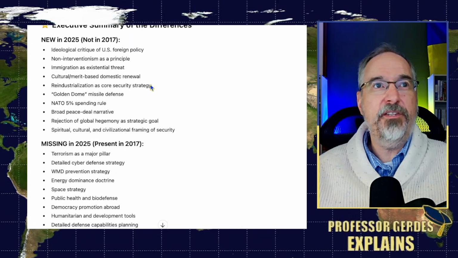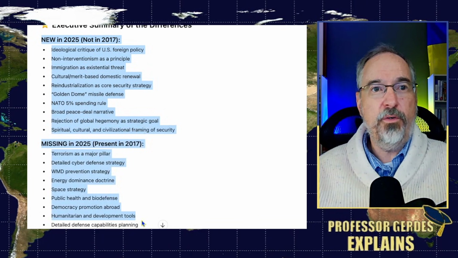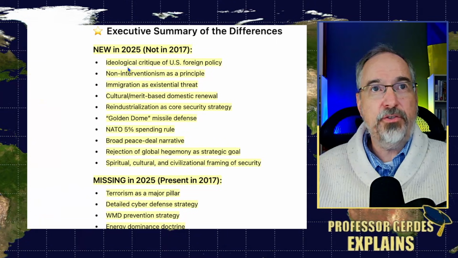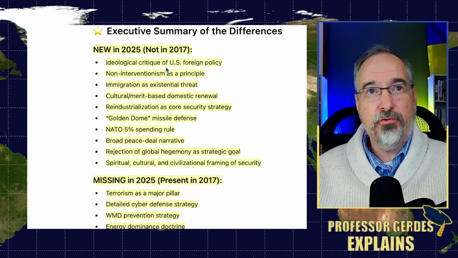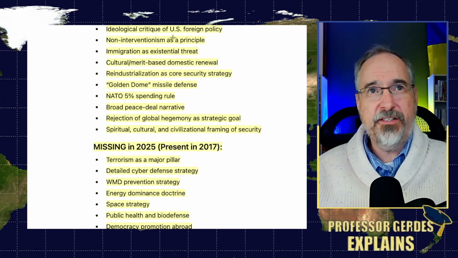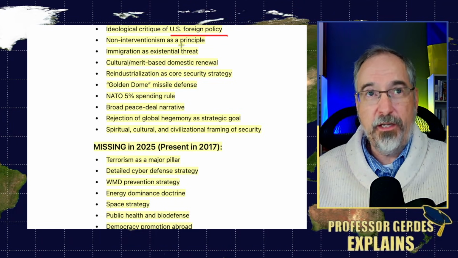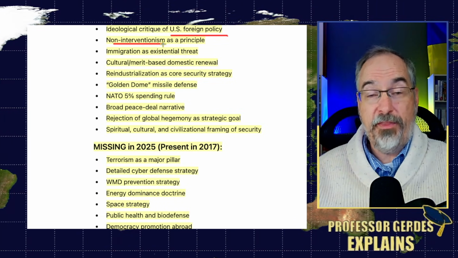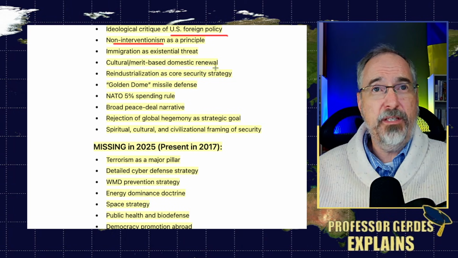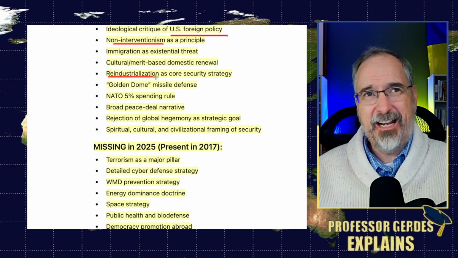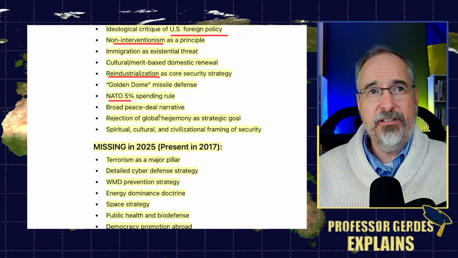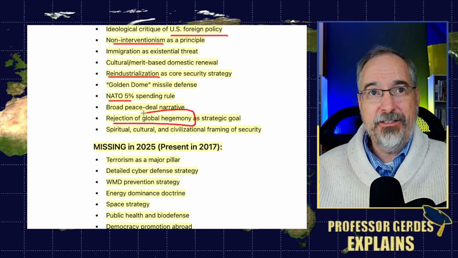Okay, so a summary of the differences. What's new in 2025 and what's missing in 2025? Let's just look at this and we'll go over this last little bit. Ideological, okay, new in 2025: an ideological critique of U.S. foreign policy that has gone off the rails in essence, and we have to readjust it and just play in our hemisphere. Non-interventionism as a principle, that's new. Immigration as an external existential threat, cultural merit-based domestic renewal, reindustrialization, think tariffs and that sort of thing, Golden Dome, NATO at 5%, broad peace deal narrative, rejection of global hegemony.